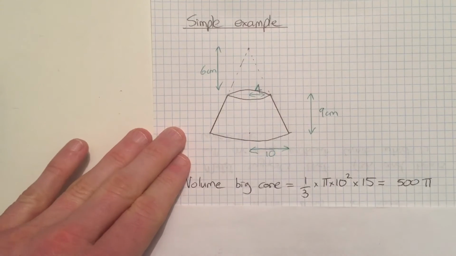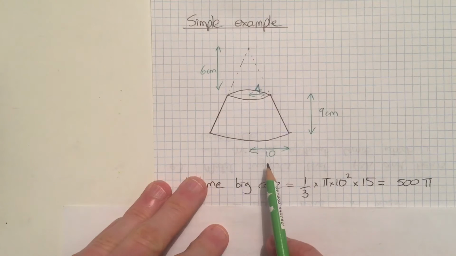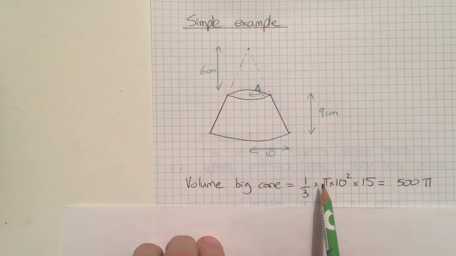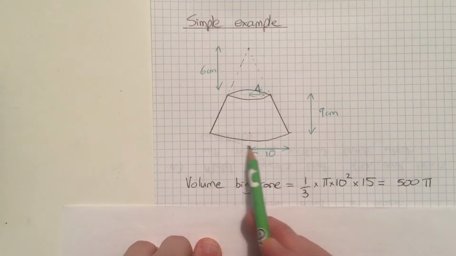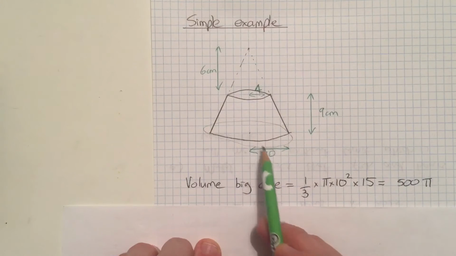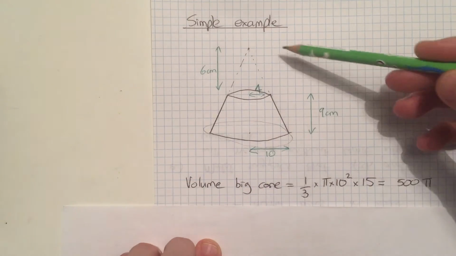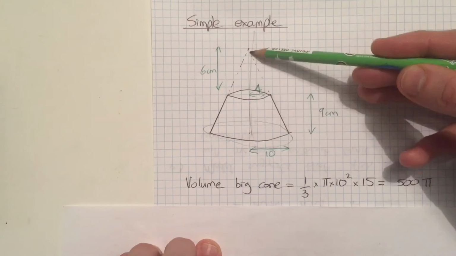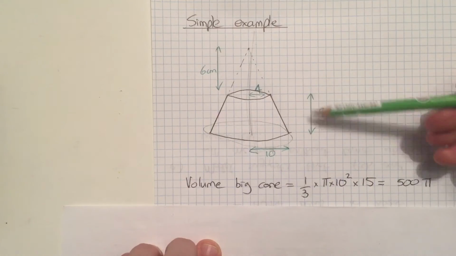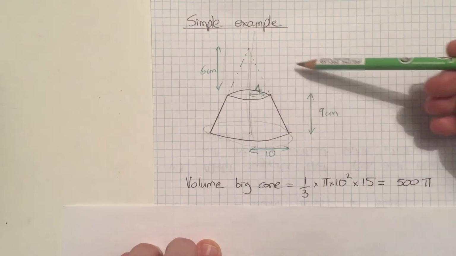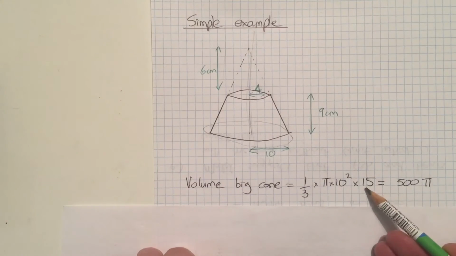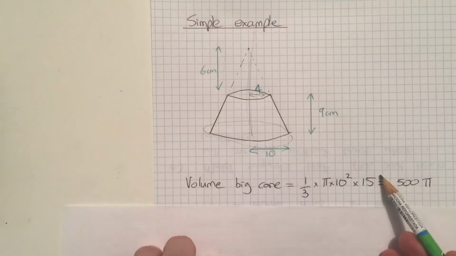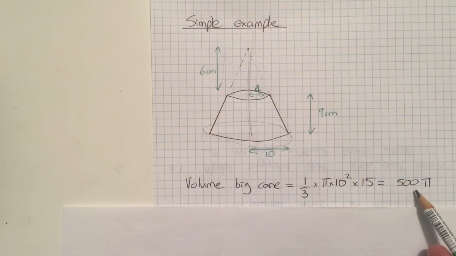So the volume of the big cone, first of all, it's 1/3 of the area of the base. So the area of the base is pi times the radius squared. So this is the circle on the base of the big cone, pi times 10 squared, times the height of the big cone. The height of the big cone, well, if that's 9 and this here is 6, so 9 plus 6 is 15. So the height of the big cone is 15. And when I work that out, I find that the exact volume in terms of pi is 500 pi.